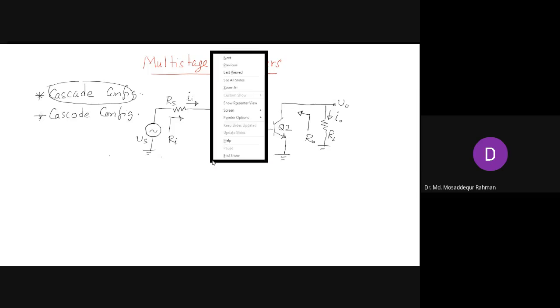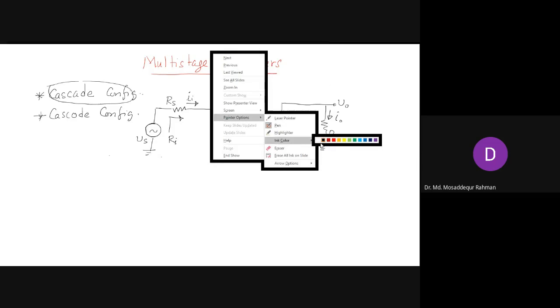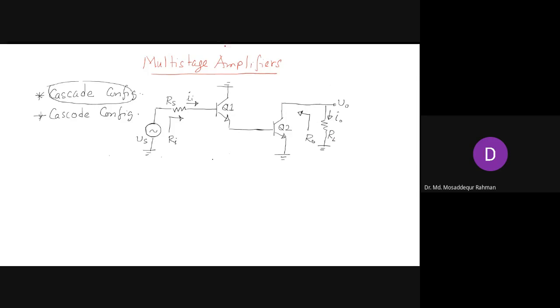So this is our common collector, common emitter cascade amplifier. It is a two-stage amplifier. We can have more stages. You can have two common emitter amplifiers in series so that you can have further higher gain.